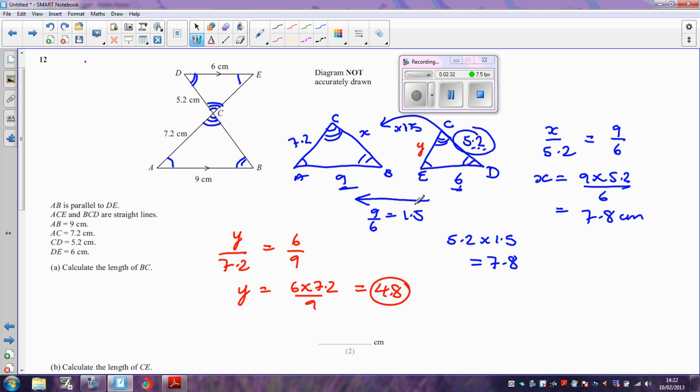Alternative way of doing that is I know that if I'm going from small to large, I multiply by 1.5, so I could instead do 7.2 divided by 1.5, and if I do 7.2 divided by 1.5, again, I will get 4.8 centimeters.